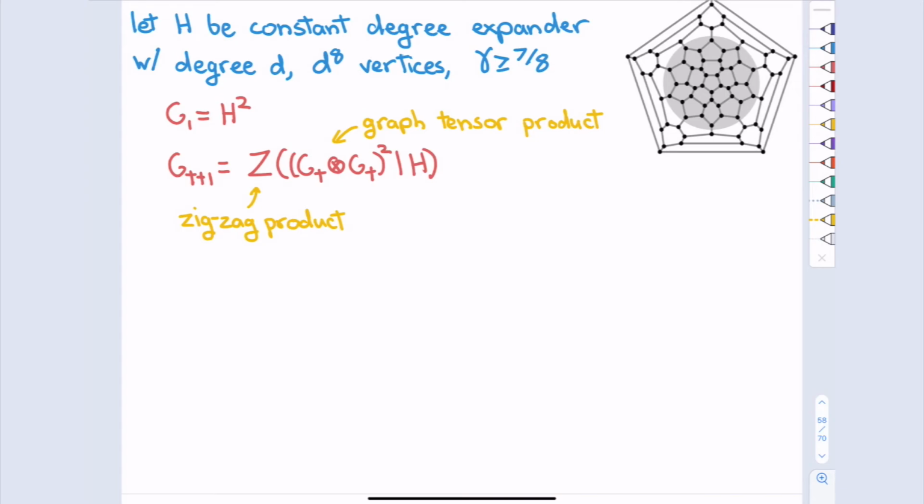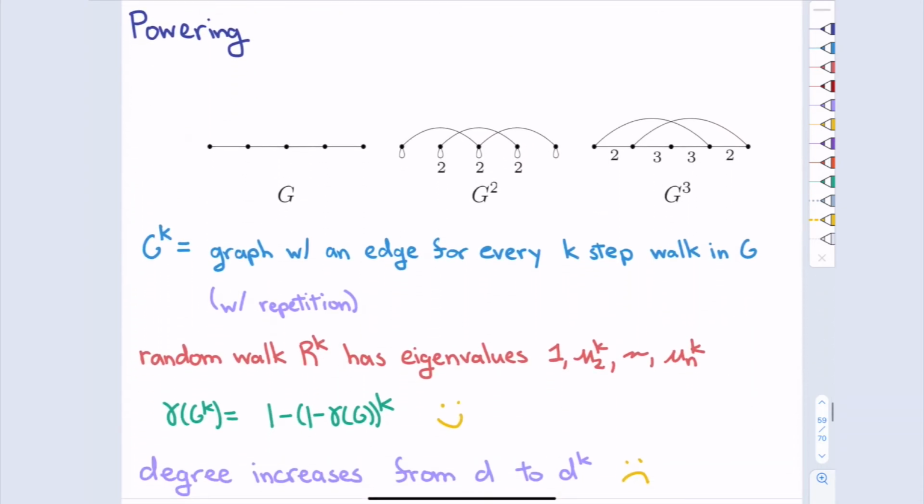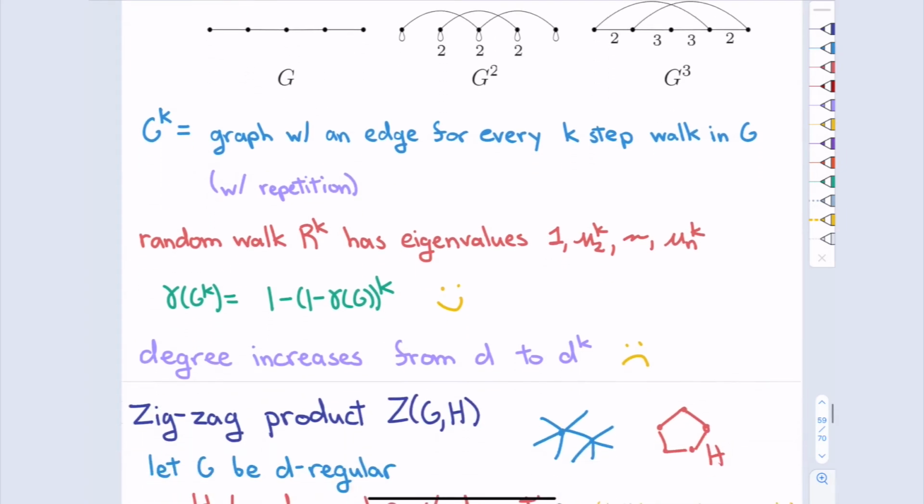Just to remind us, or for those who missed last time, powering is a graph where each edge corresponds to a k-edge walk in the original graph. That increases the number of edges a lot, increasing the degree by a power of k. But the good thing is it improves the spectral gap a lot, because one step in this powered graph is like k steps in the original graph. So you're speeding things up. That's usually where we start, and a big part of the rest of the game is, how do I bring the degree back down? At least that was the case for connectivity.